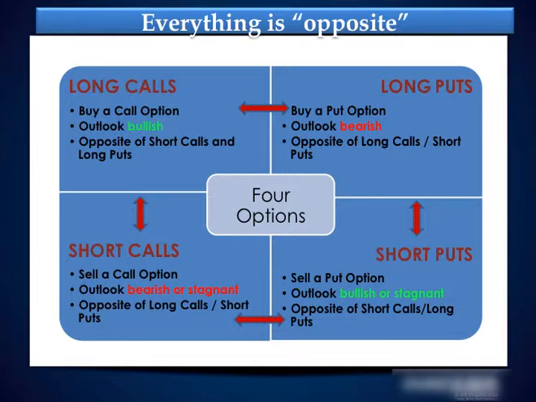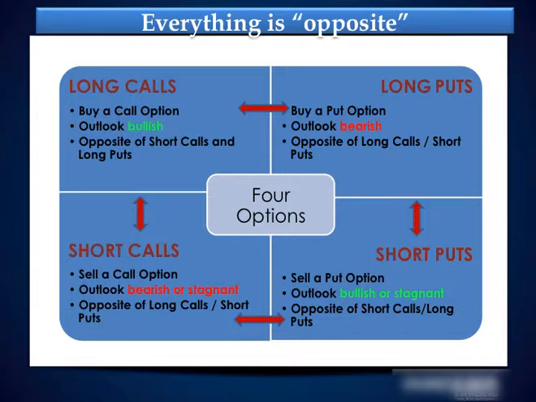We know that the long call is a bullish position and the long put is a bearish position. So we have those over here across from each other. If a long call is bullish, then a short call must be bearish. And if a long put is bearish, then a short put must be bullish. And if a short put is bullish, then a short call must be bearish. So they are all opposite of each other.